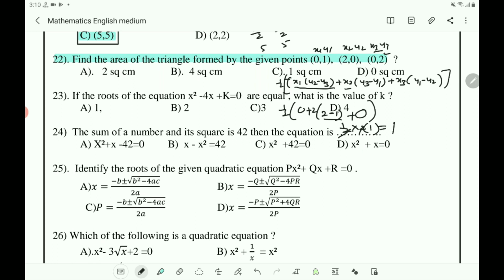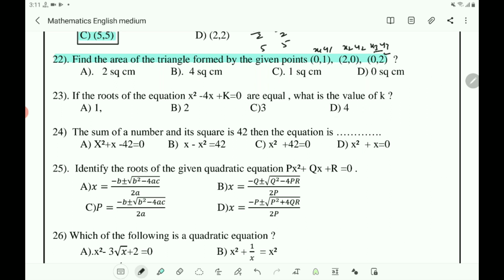So then what is the answer? Here for question number 22, 1 is here, so you take option C as the answer. Note down the answer, option C. You got the area equal to 1 square centimeter. So note down option C is the answer. Next you take question number 23.